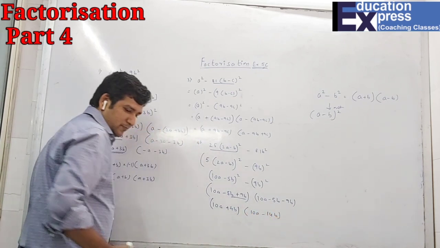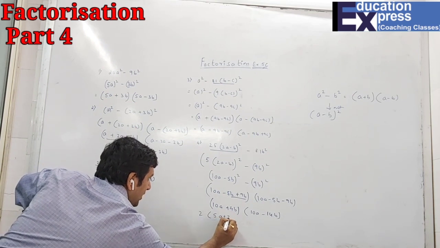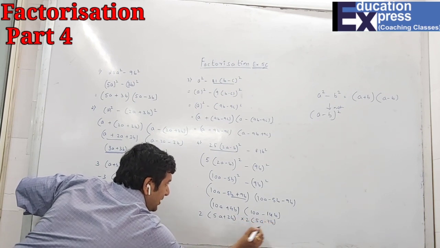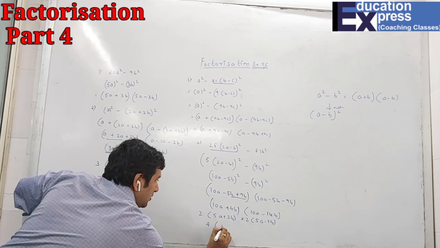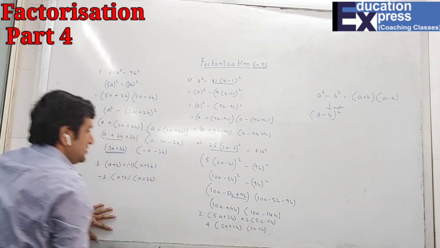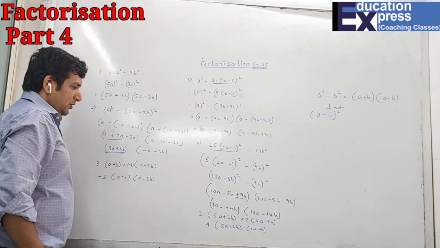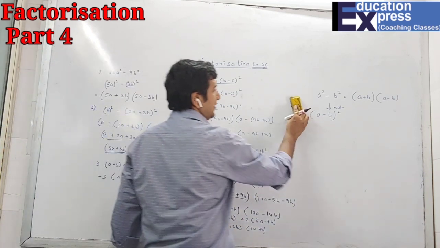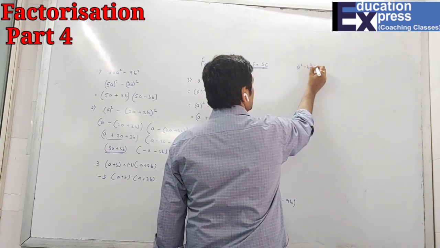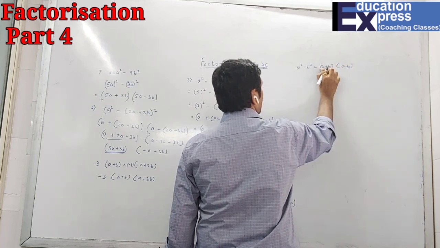Again here, can you see that 2 is common? So 5a plus 2b, and here also 2 is common, 5a minus 7b. 2 twos are 4. So 5a plus 2b and 5a minus 7b is the answer. So question number 4 is also done. The formula is very simple: a square minus b square is (a plus b)(a minus b). This is the identity we are using.